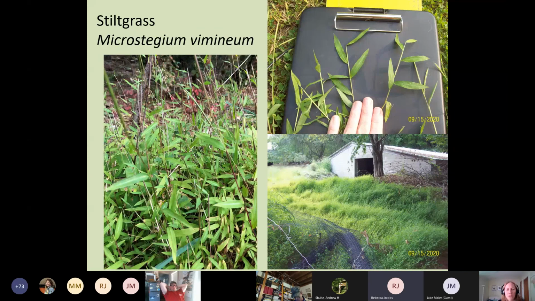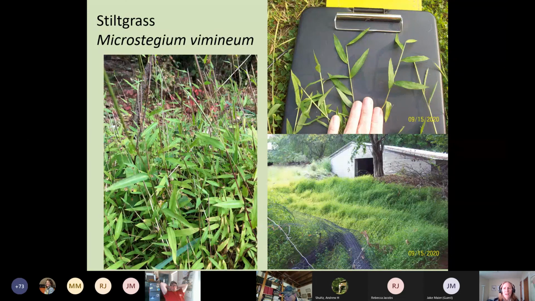Thanks, Rebecca. I'm just going to add a note that unfortunately we had our first 2 detections of stiltgrass in Maine this past fall. So these photos that you're looking at here are from Maine. One site was at a wholesale nursery in York County that's actually in the process of closing. So we're lucky in the sense that it wasn't a retail nursery, because people walking around can pick up the seeds.